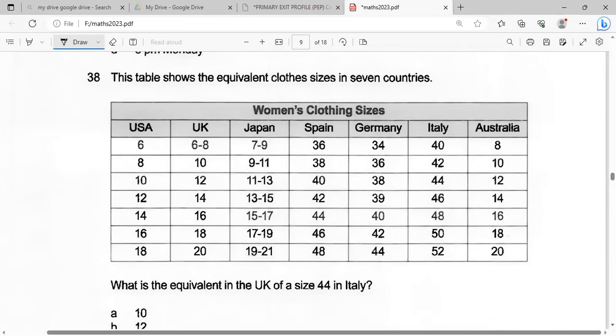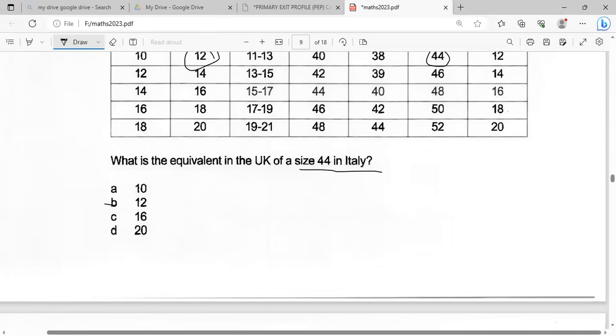All right, 38, the table shows the equivalent clothes size in 7 countries. What is equivalent in UK of a size 44 in Italy? So Italy, 44, which is this. So go across on UK. So that will be 12. All right, let's move on to 39.